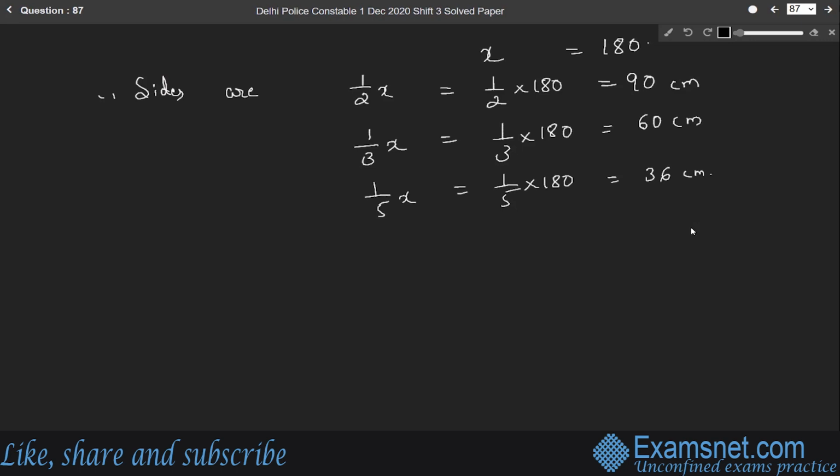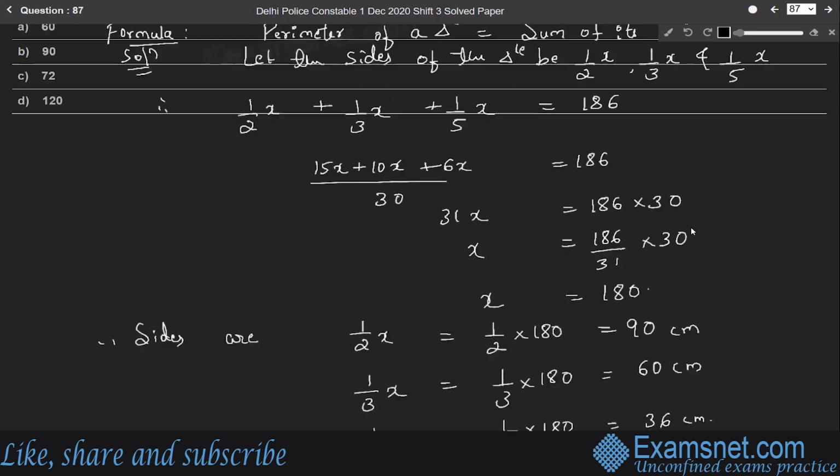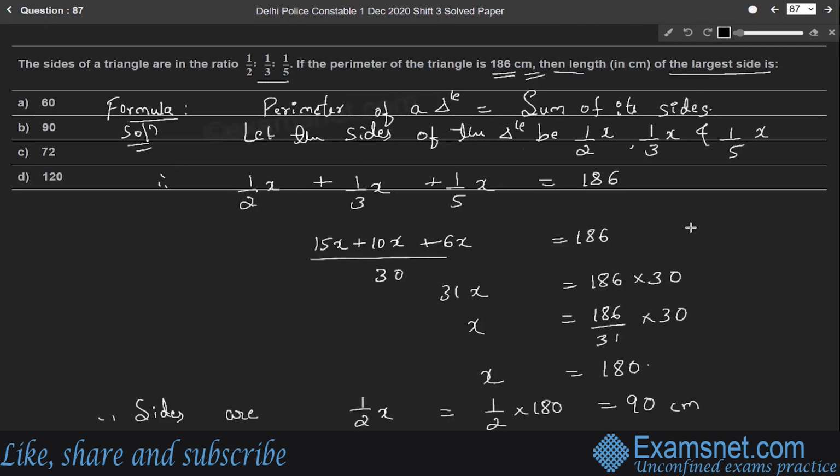Therefore, the largest side. So what is asked in the question? So the length of the largest side is equal to 90 centimeter, right? Therefore, option B is the right answer.